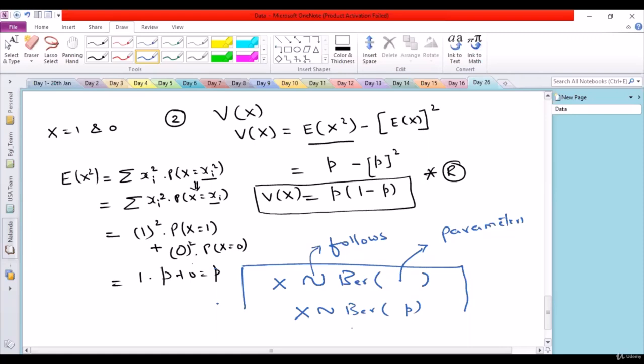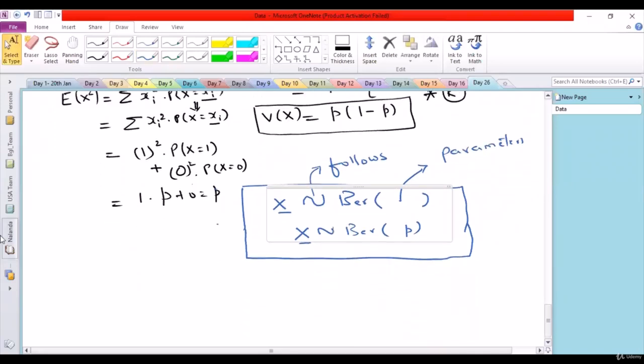Okay? That means if I know P, I can calculate all the other parameters. Then I have a complete understanding of my random variable x. Fair enough?